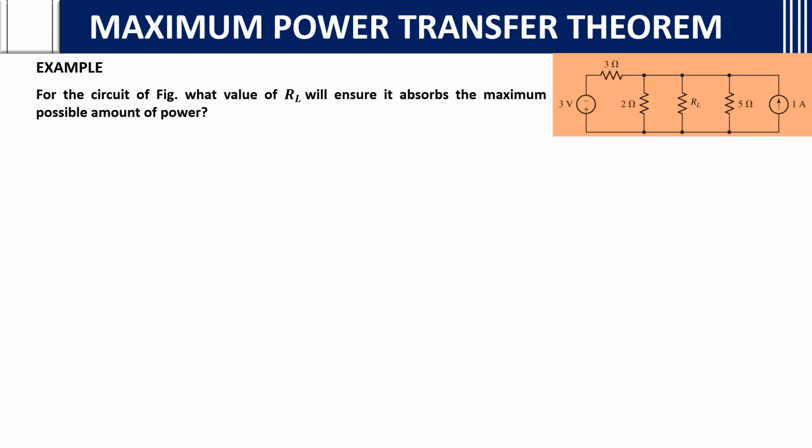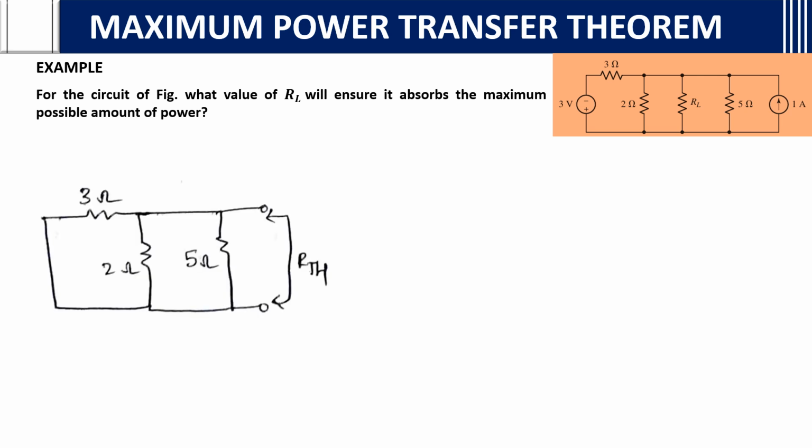Then next question. For the circuit of the figure, what value of RL will ensure it absorbs the maximum possible amount of power? We want RL so that it absorbs the maximum amount of power. What we will do is open circuit the current source and short circuit the voltage source, and just find the RTH. How will we find RTH? Here 3 and 2 are in parallel. Again these 3 and 2 are in parallel. Again these in turn are parallel with 5 ohms.